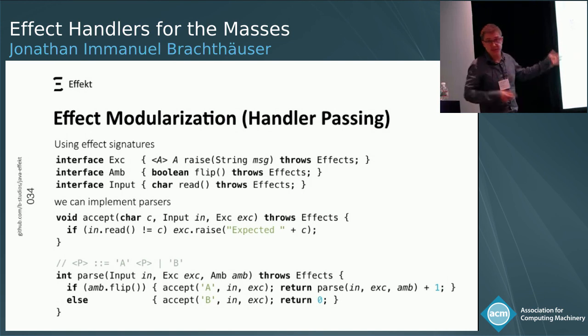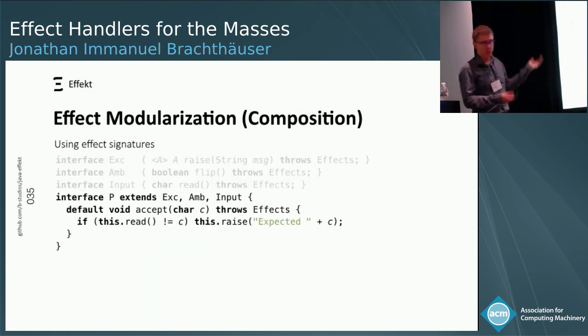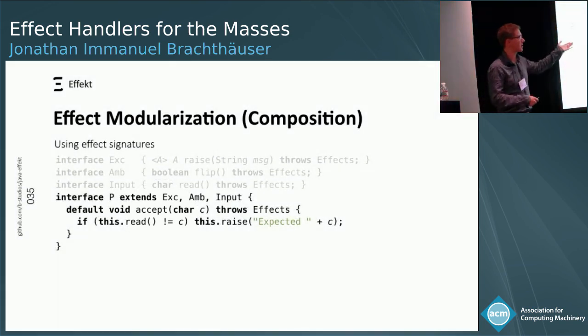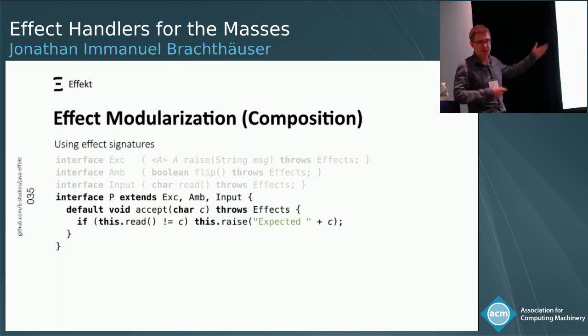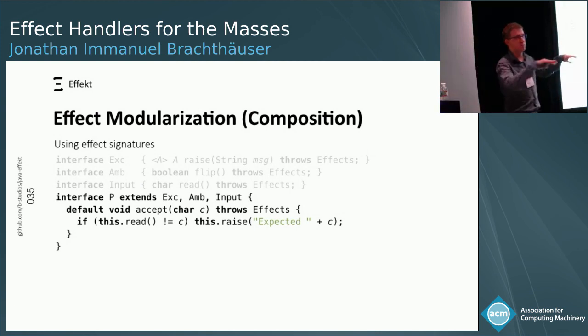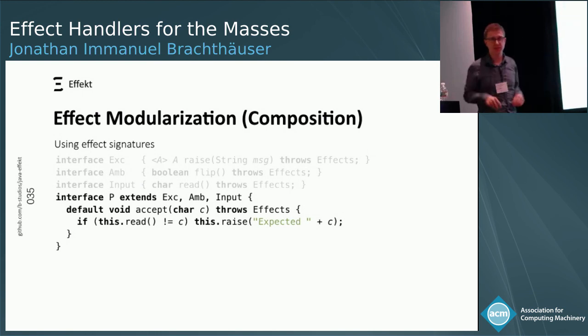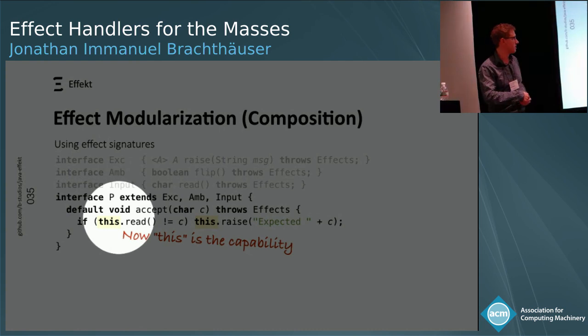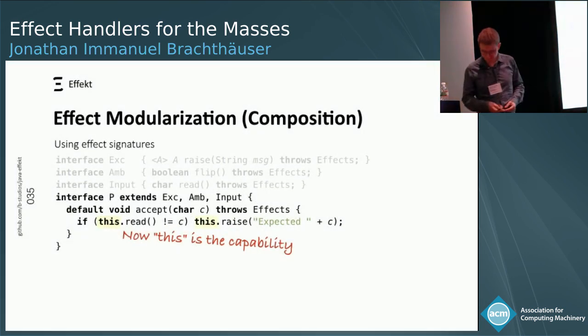Since it's just Java programming now, and we're in an object-oriented programming language, we can also, instead of having three different interfaces, group these into one interface, which we call P for parser here, and turn this except function now into a method on this interface P. This is now just Java programming. But it has the advantage that we don't have to pass around all these individual capabilities. Instead, this is now the capability that we are using here for reading and here for raising the exception.